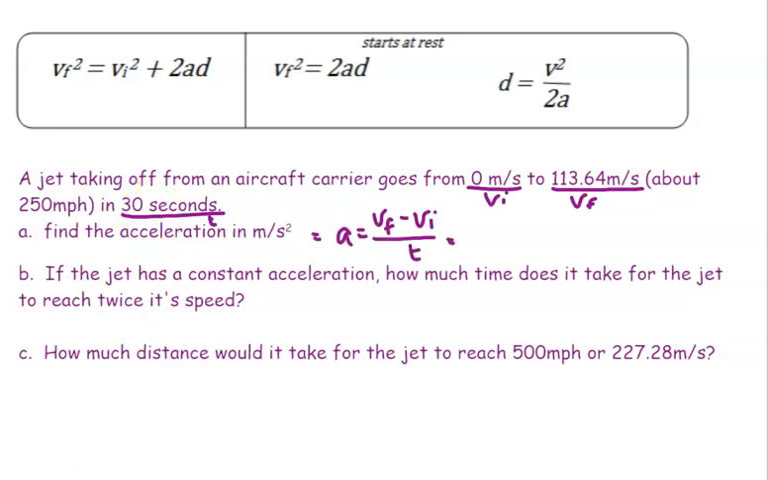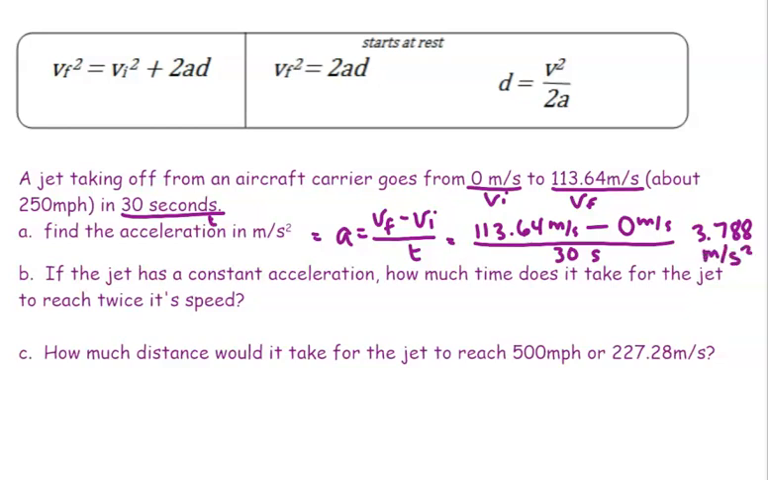So the acceleration equals the final velocity minus the initial velocity, and now we'll substitute in the values. The final velocity is going to be the 113.64 meters per second, and we'll subtract the 0 meters per second. Then that's all over the time period, which is going to be 30 seconds. When you do that, you get 3.788 meters per second squared.